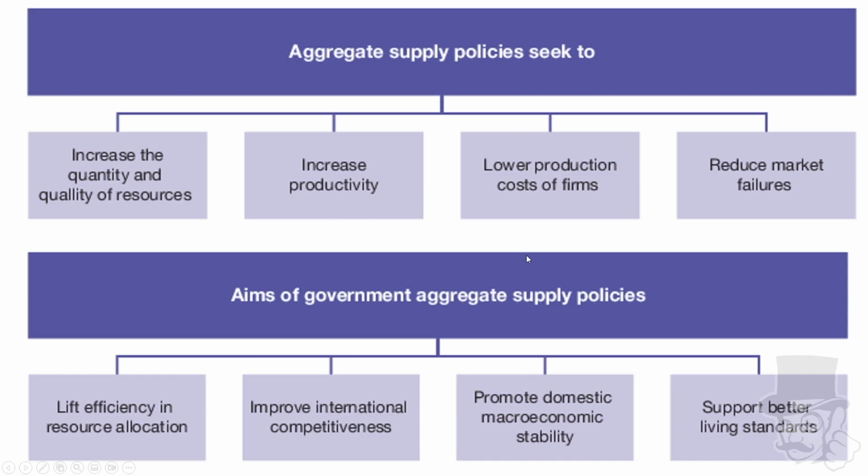Let's move on. So what do AS policies try to seek? Well, we try to increase the quality and quantity of resources, increase productivity, lower cost of production, and reduce market failures hopefully. It aims to lift the efficiency of resource allocation, improve international competitiveness, and promote domestic macro stability, so strong sustainable economic growth, full employment and low inflation, and obviously, hopefully, support better living standards.